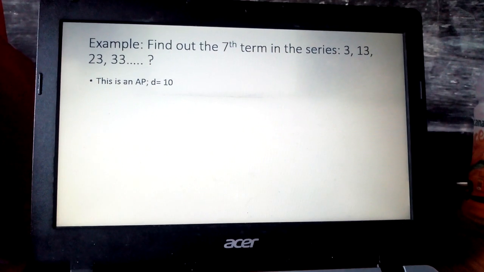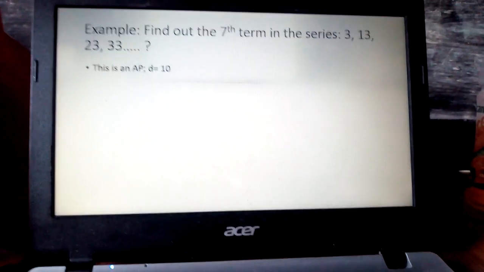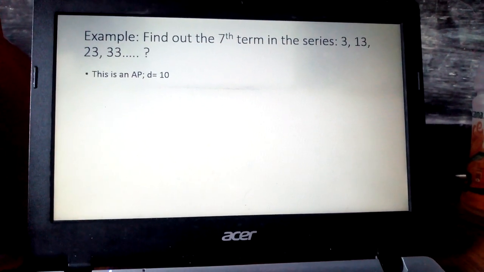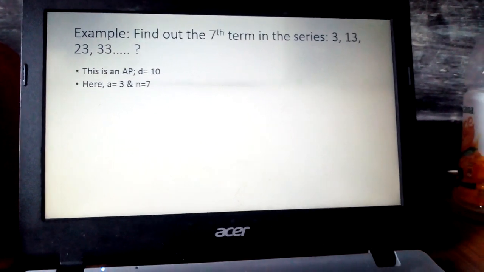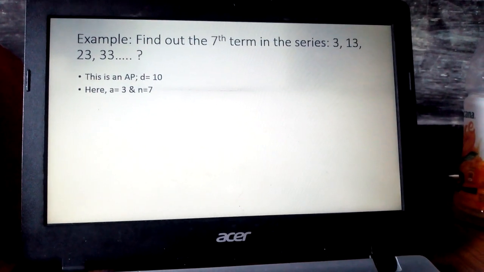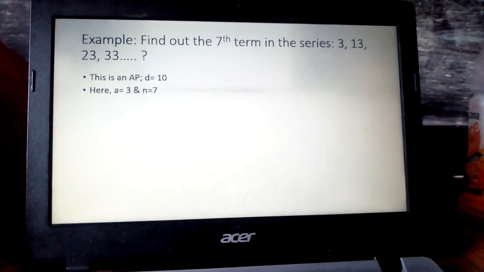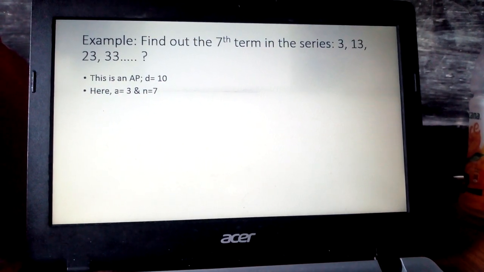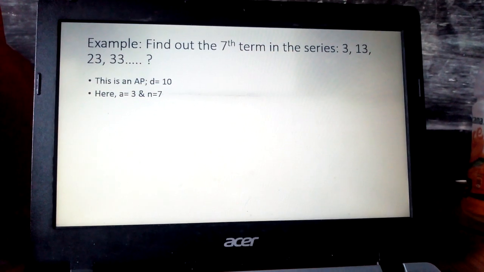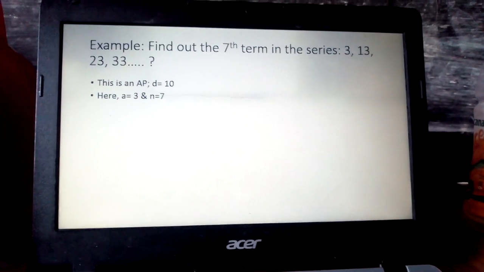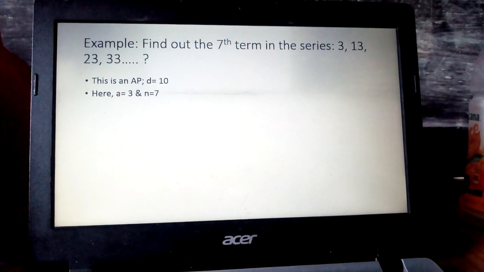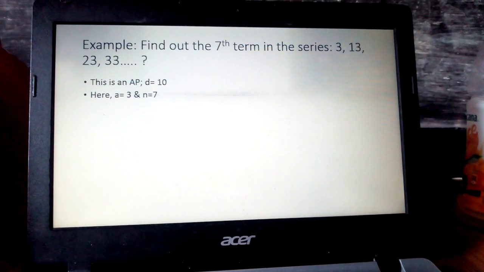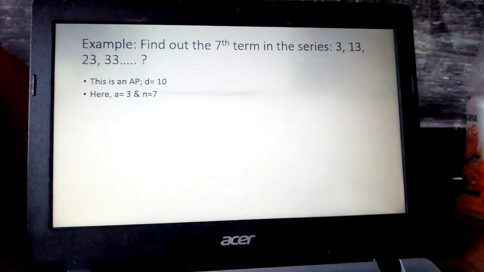Once we are sure that this is an arithmetic progression, we can go forward, use the formula that we have just discussed to find out the 7th term in this series. Here, what is the first term? A. A is equal to 3. Do you recall that the first term we denote using the alphabet A? So A is equal to 3 and N is equal to 7. Do you remember that we had discussed just a little while ago that N is the number of the term that you need to find.